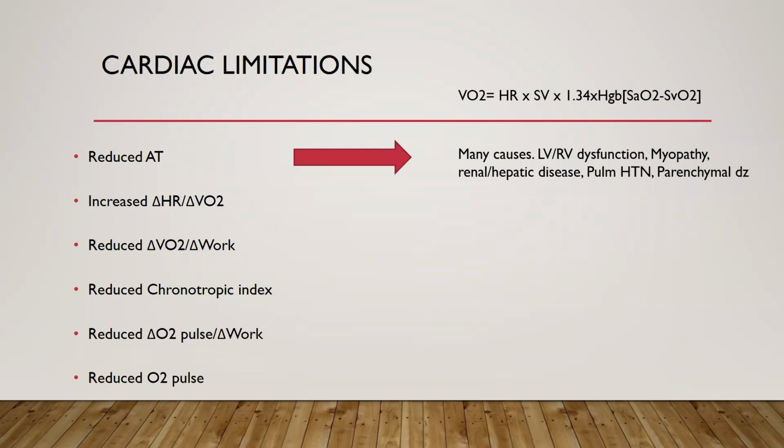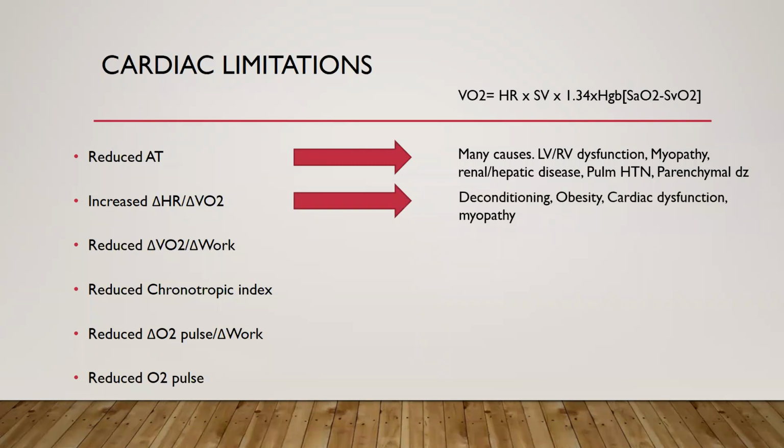So this delta heart rate over delta VO2, this is how much does my heart rate increase per work? If it's really high, it's abnormal. Higher than 50 is thought to be abnormal. So you should be thinking about things like deconditioning, obesity, cardiac dysfunction, myopathies.